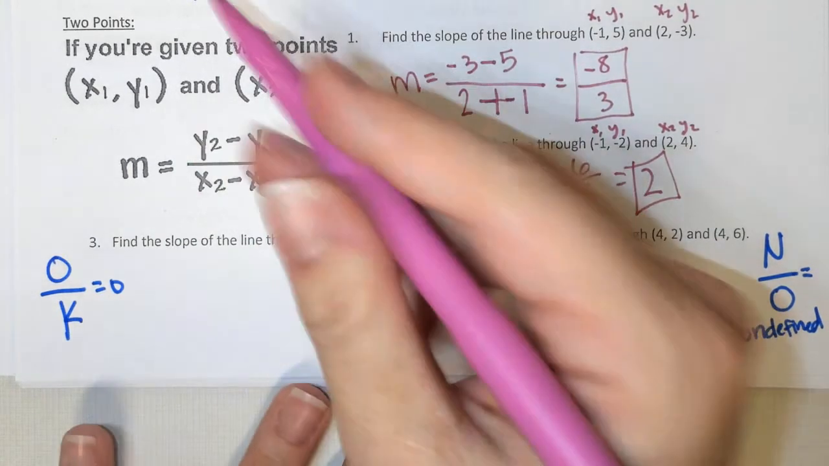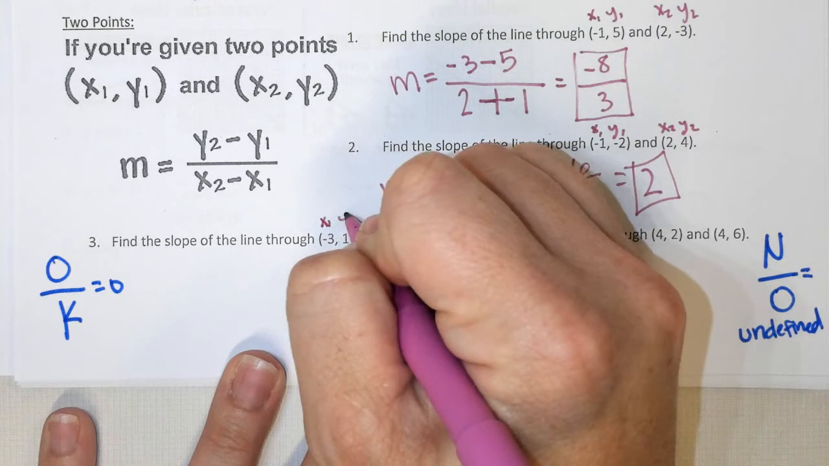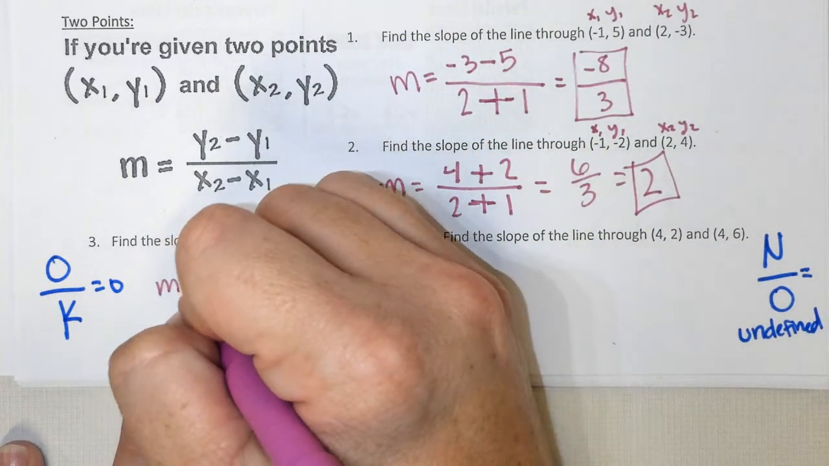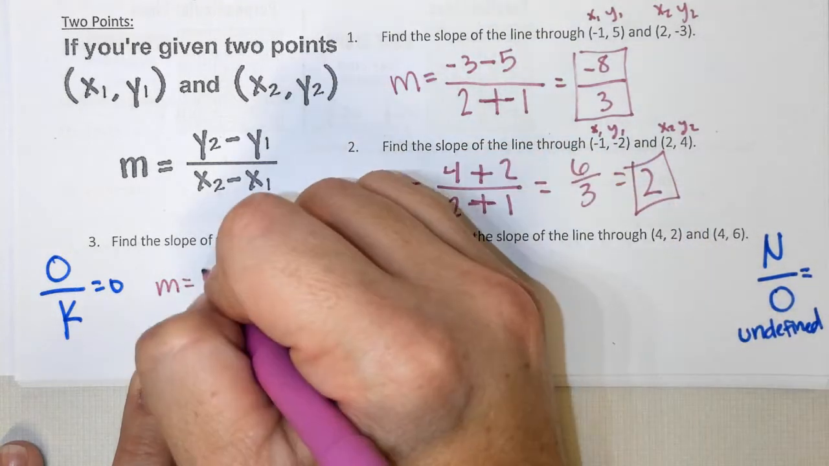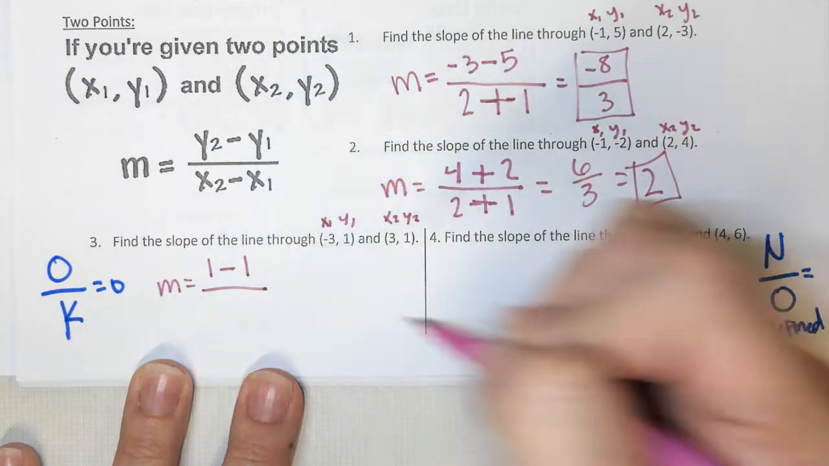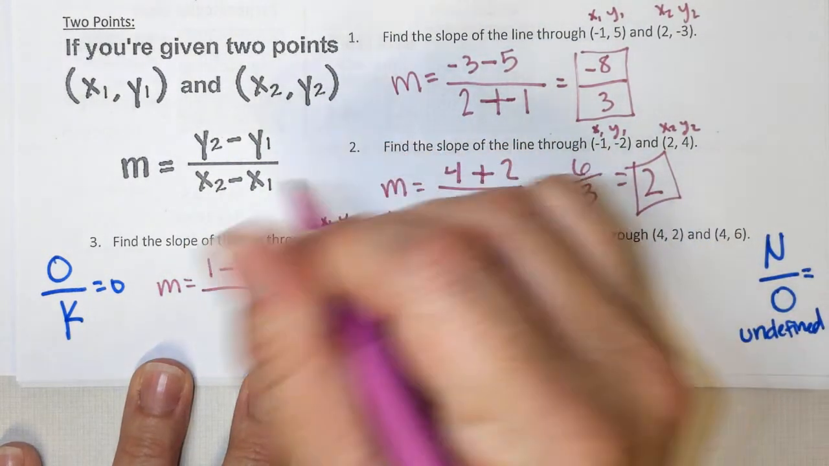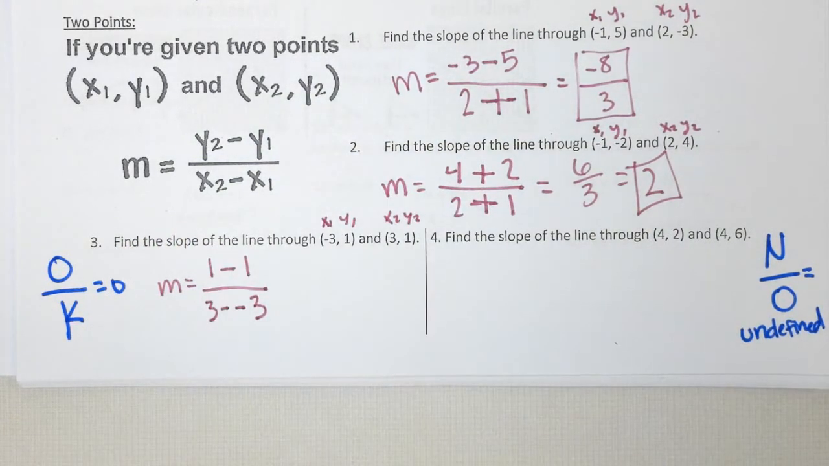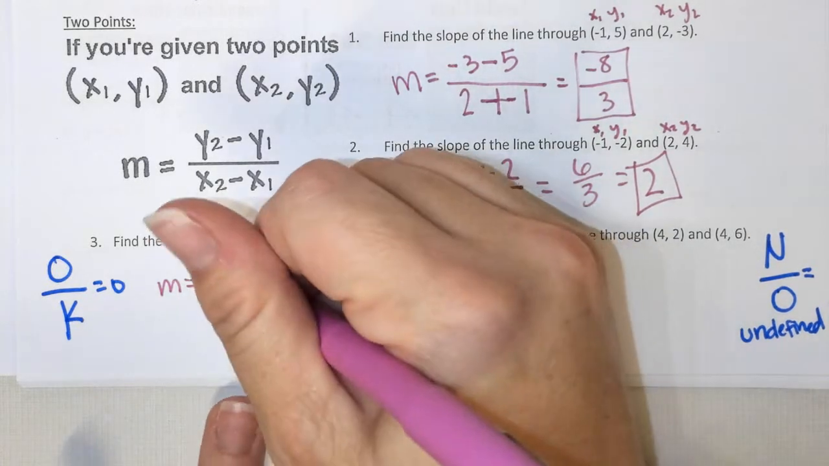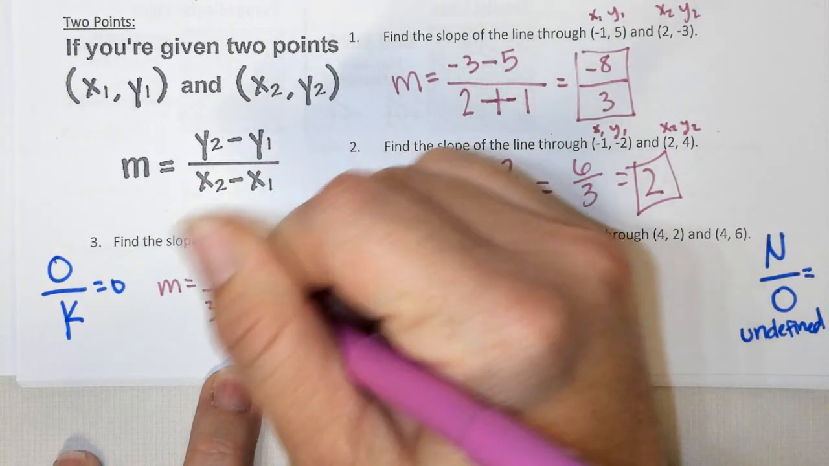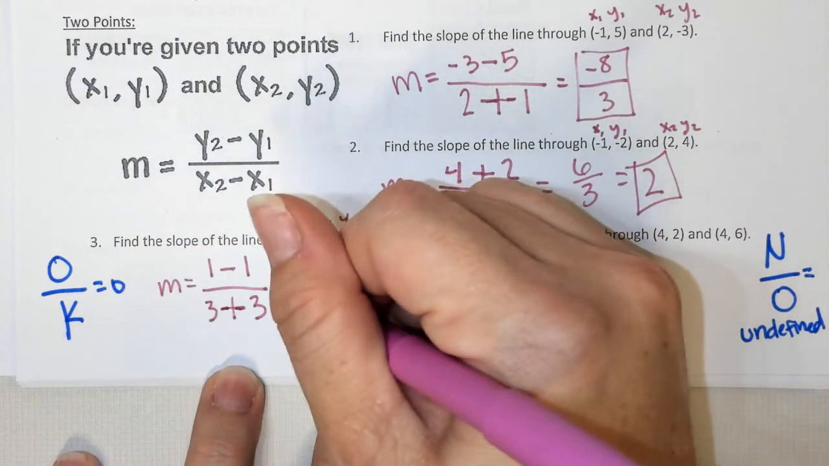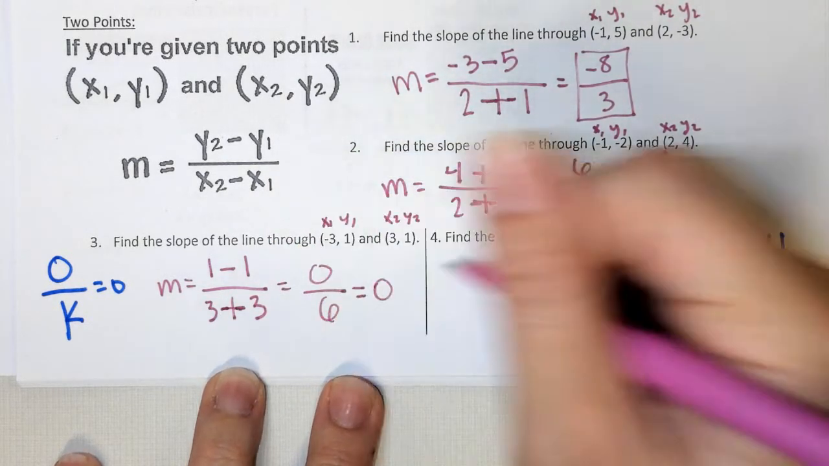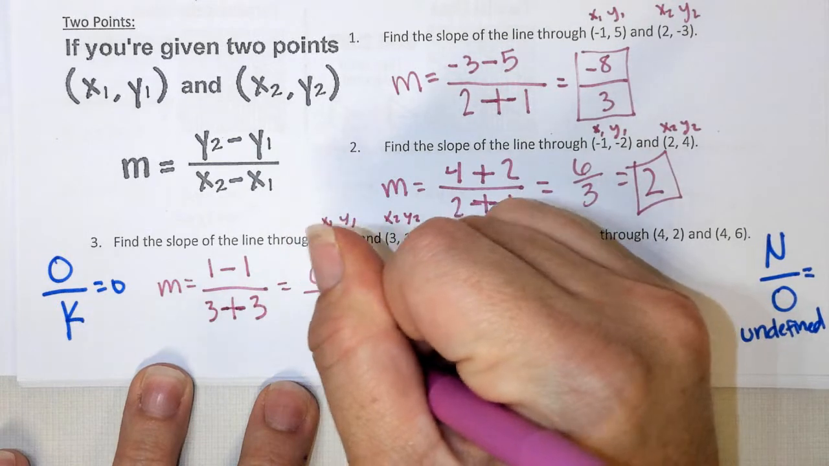So knowing that, if I label this x1, y1, x2, y2, I'm going to get y2 minus y1, which is 1 minus 1, over x2 minus x1, which is 3 minus negative 3. What's 1 minus 1? 0. And what's 3 minus negative 3? 6. And what's 0 divided by anything? 0. So my slope is 0.